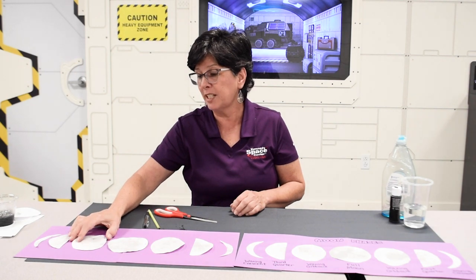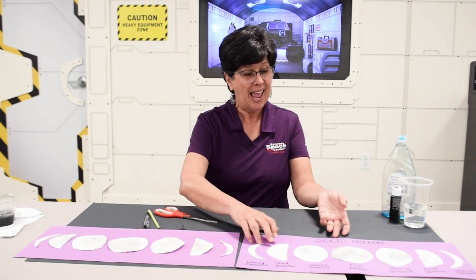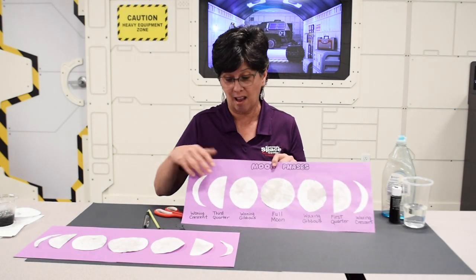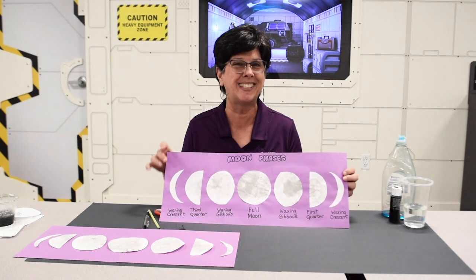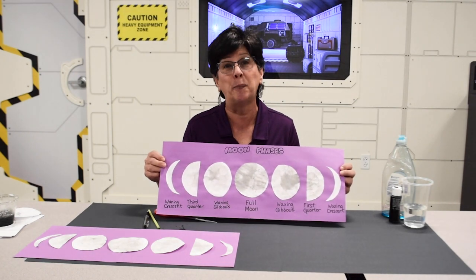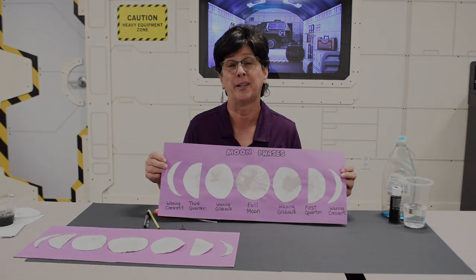And I'm just going to arrange these to make sure that I like the way they are. And then I'm going to glue them down. And I'm going to write the names of the phases underneath them. And you can do all kinds of fancy things to decorate your poster. But this will help you remember the phases of the moon.